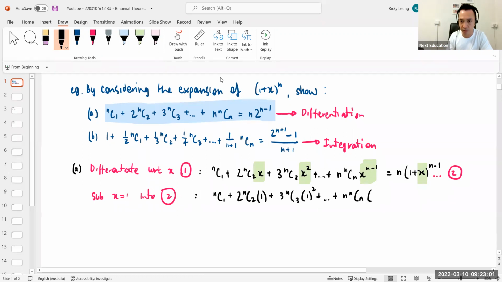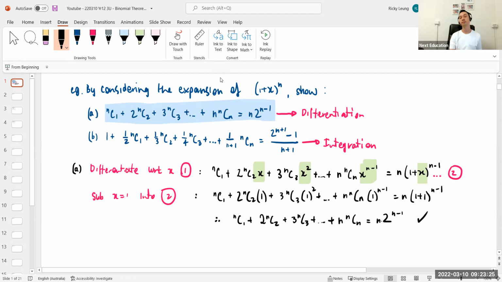nC1 to the power of n minus 1, n 1 plus 1, n minus 1, and then guys, we got it. nC1 plus 2nC2 plus 3nC3. All the 1s go away, right? So that's just n. And 1 plus 1 is 2 to the power of n. Boom. Very straightforward, isn't it?